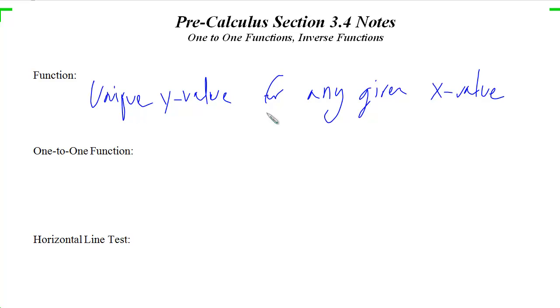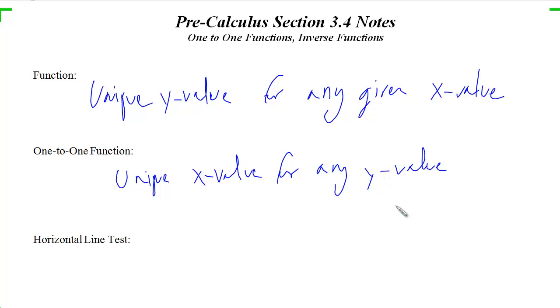So if I have a unique value of y for any x value, a one-to-one function also has a unique x value for any y value. So they are all unique. If I put in an x, I get a unique y. If I put in a y value, I get a unique x value.